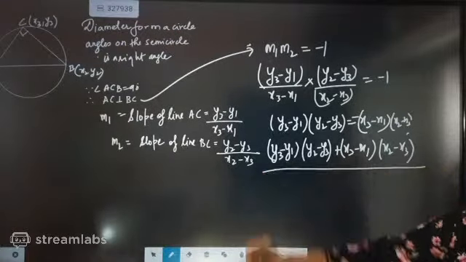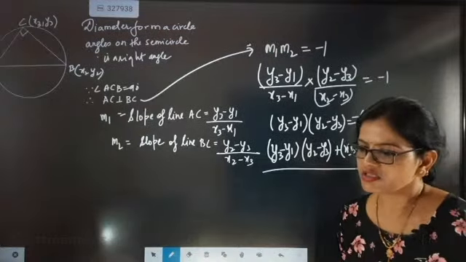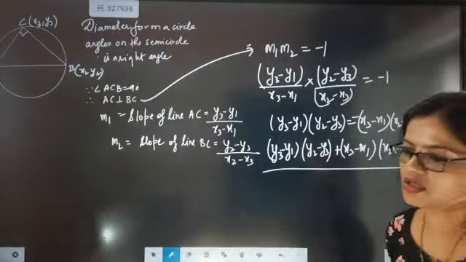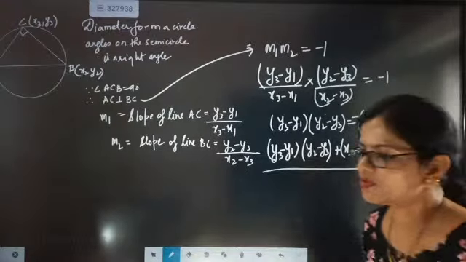So this will be the diameter form of a circle. I hope you might have understood.